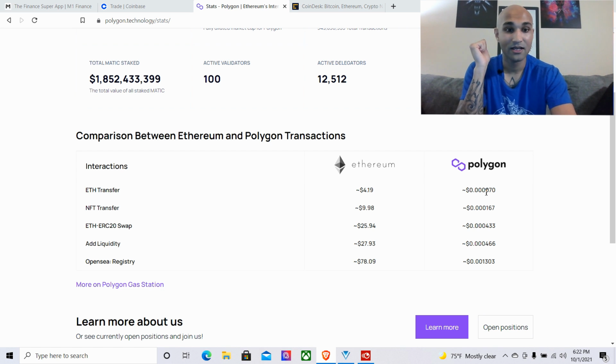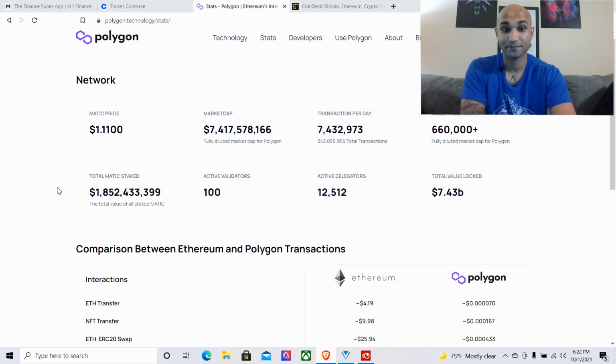The swaps, NFT transfer, ETH transfer, adding liquidity, fractions of a single penny. Literally not one of these costs even a single penny. That is a very usable network right there. Very usable. And I couldn't find it for this video, I'll look for it a little bit more, but their integrations are going wild as well. They're getting locked into everything.